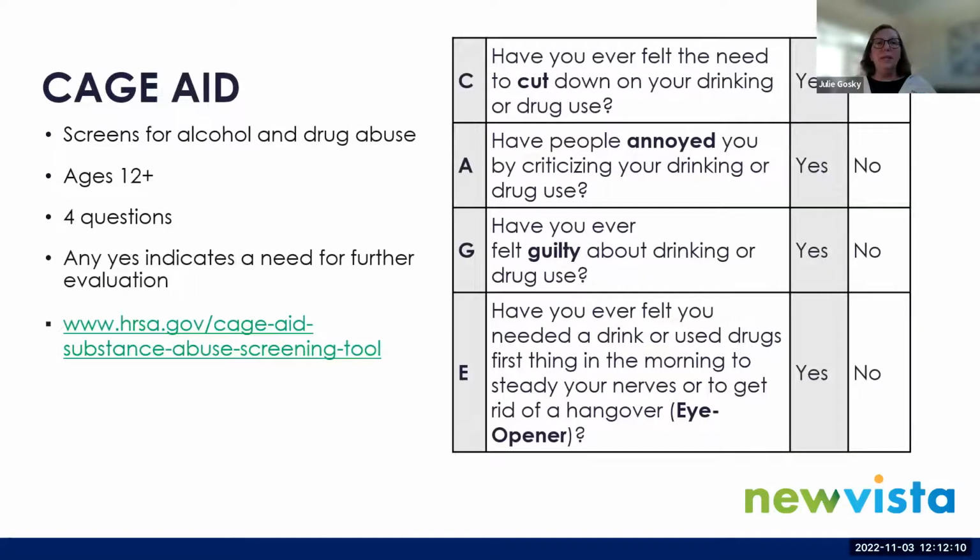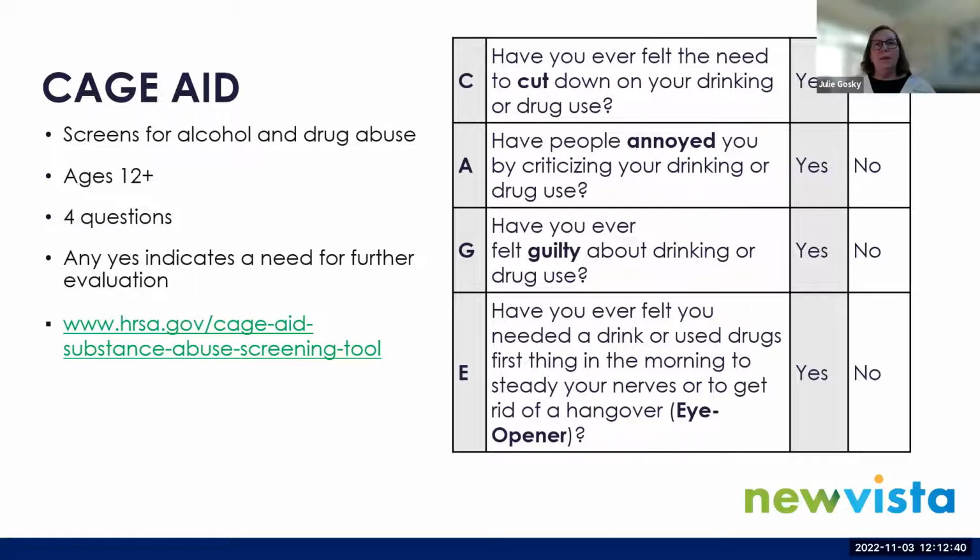So the CAGE-AID is one of my favorite screeners. We use it all the time at New Vista simply because it's 4 questions. It looks at both drug and alcohol use, and basically just asks if they felt like they needed to cut down, if they've been annoyed by people who criticize them about drinking or drug use, feeling guilty, and then needing to use drugs or alcohol to steady their nerves or get rid of a hangover.